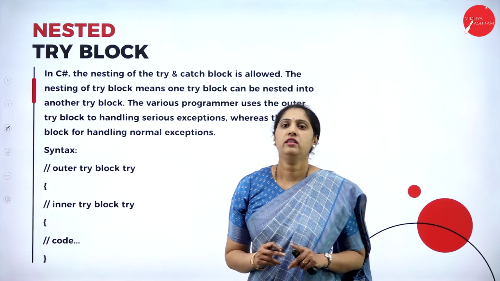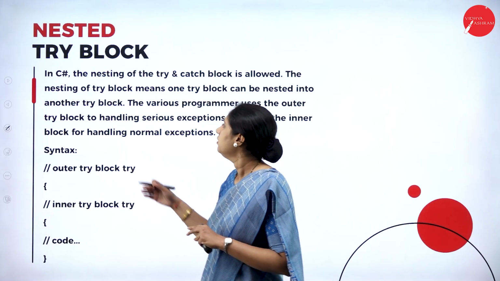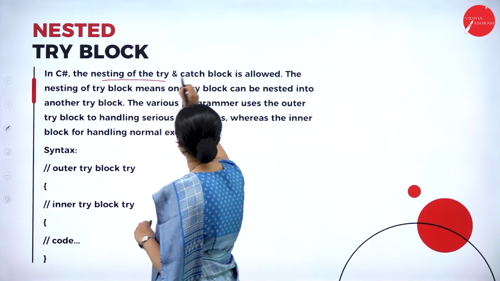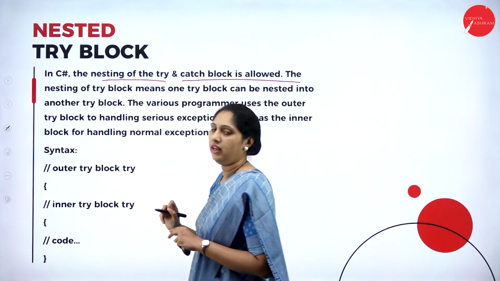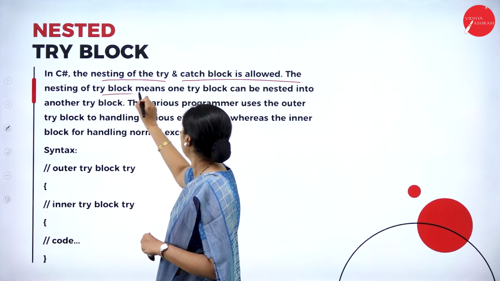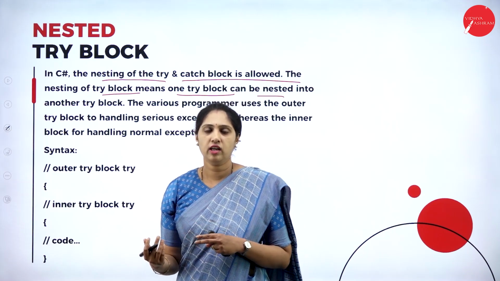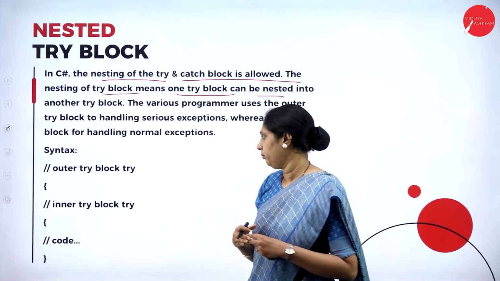Nested try block. If you have one try block, it is not nested. Now, we'll nest, so the try block will be nesting. Nesting of the try and catch block is allowed in C#. The nesting of try block means one try block can be nested inside another. We have discussed nesting of classes; here it is nesting of try blocks.